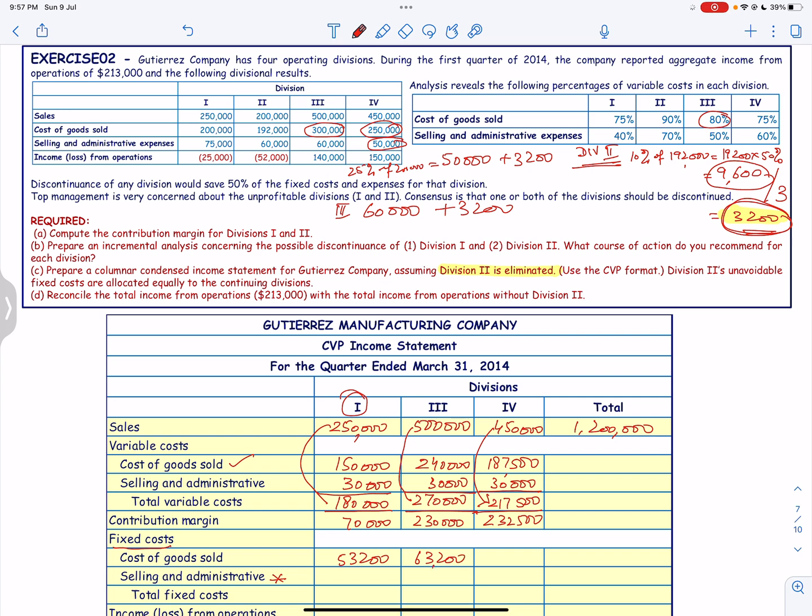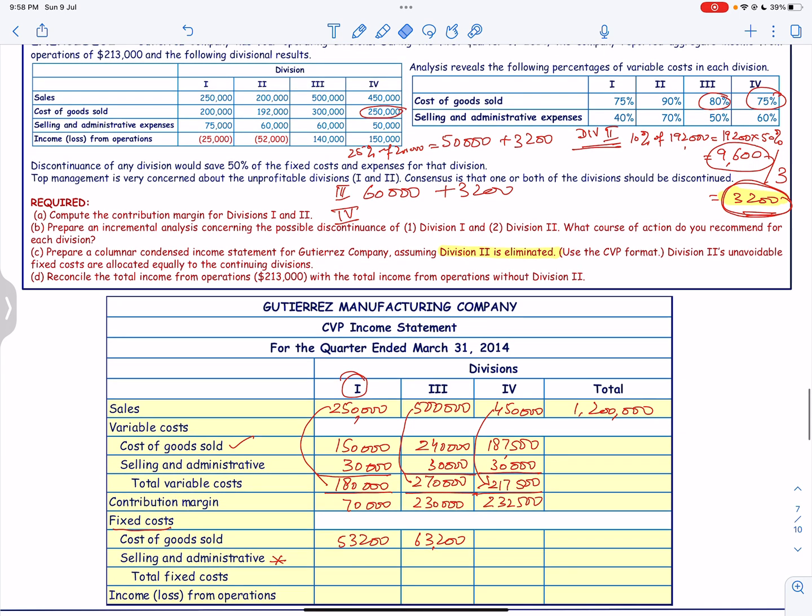For division 4, the fixed cost is, because 75% is variable, that means 25% is fixed. So 25% of 250,000 will be the fixed cost, and this will be plus 3,200. This will be equal to the cost of goods sold, 65,700.